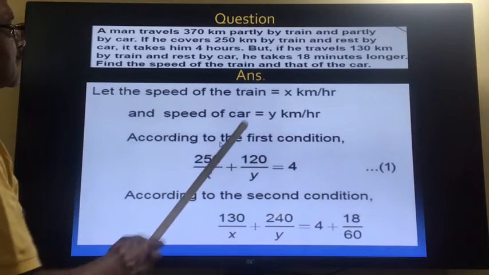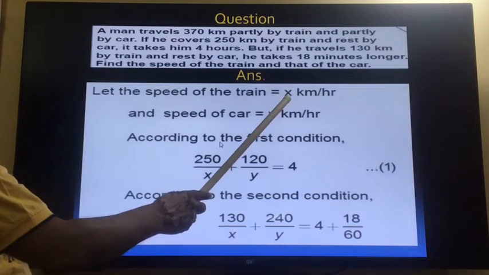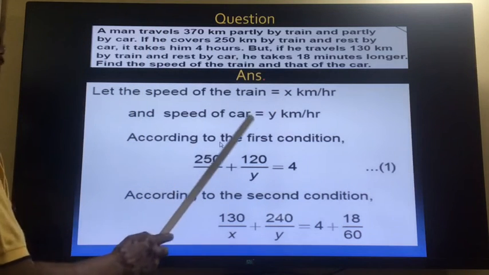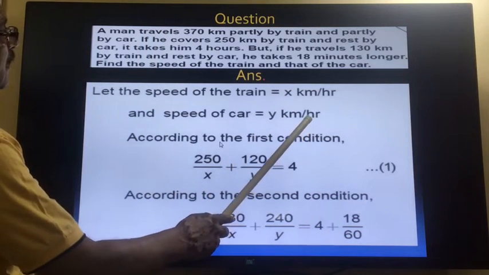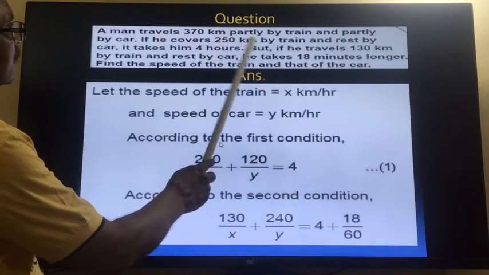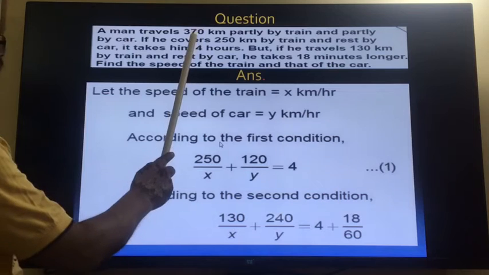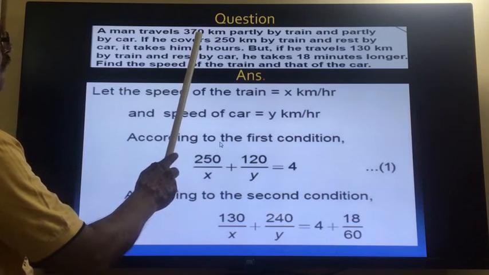So we can suppose let x is the distance covered by the man by car, train, and y kilometer is the distance. This is we have to suppose the speed because distance is given.